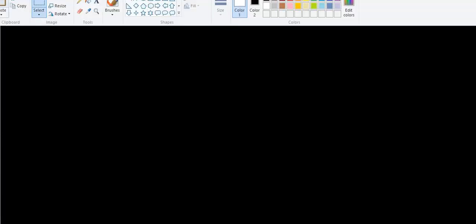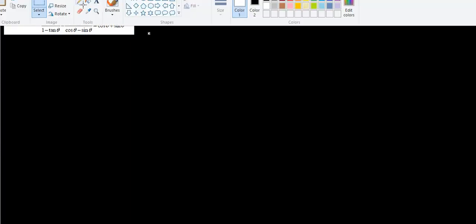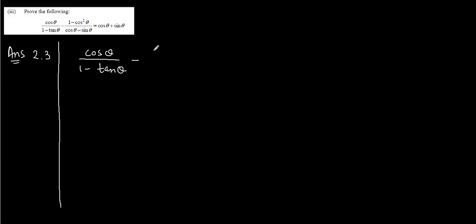Okay, here. So we are going to work out the third question of question 2. Here, answer 2.3. This is our margin, and we'll write down the question: cos theta upon 1 minus tan theta minus 1 minus cos square theta upon cos theta minus sin theta.